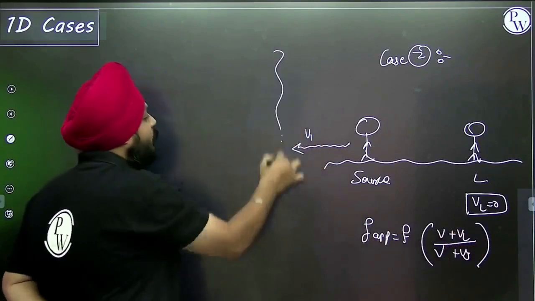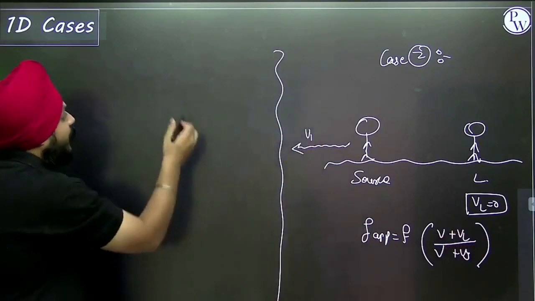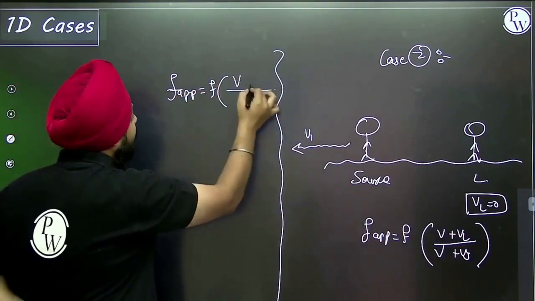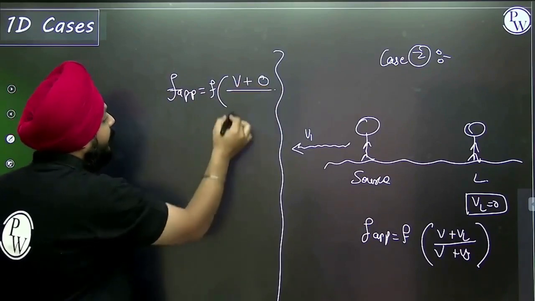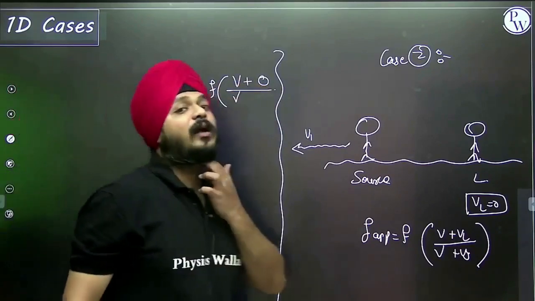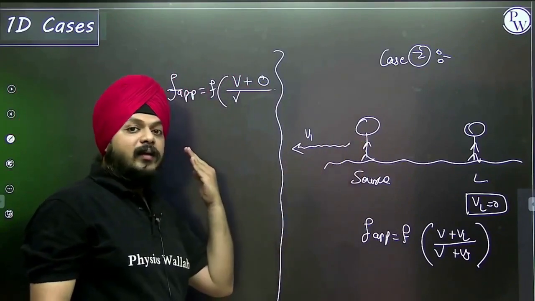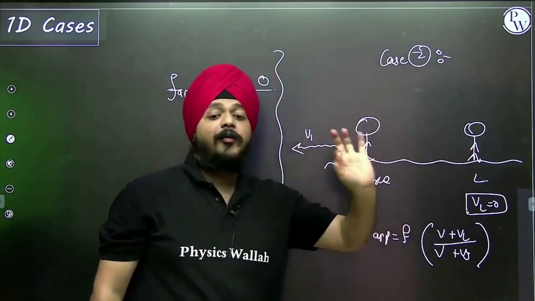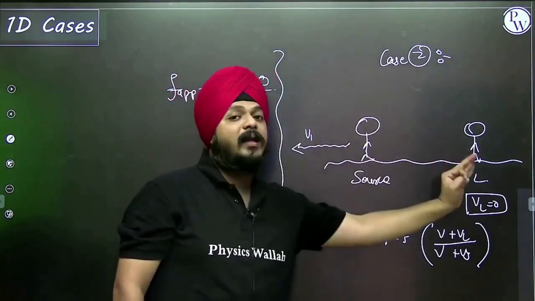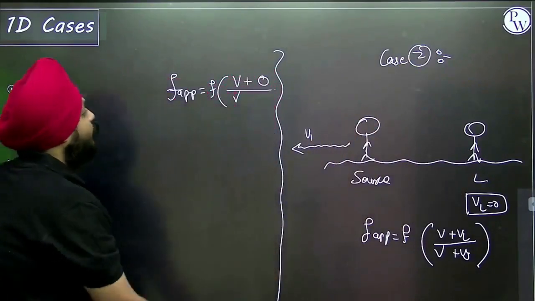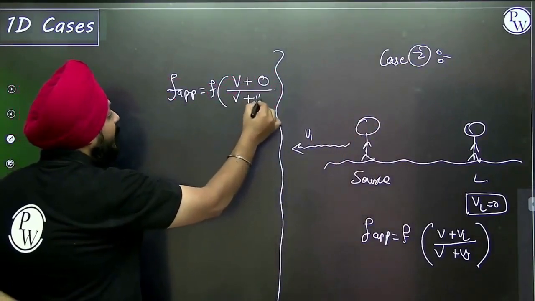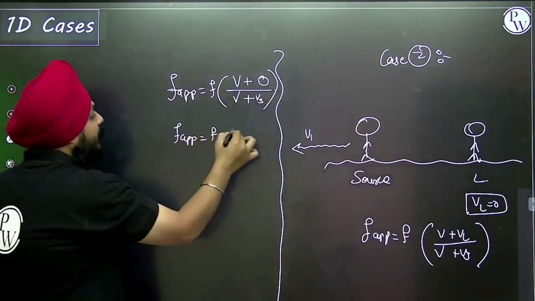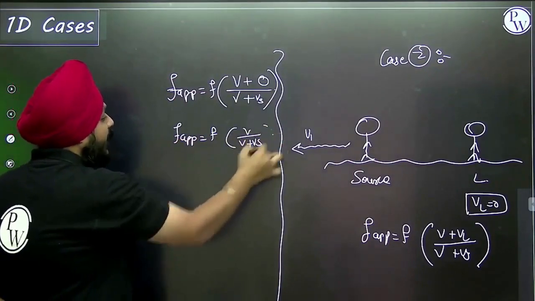Now how are we going to apply the sign conventions? The velocity of the listener is zero, so it will be F times V plus zero, whole divided by V and the velocity of the source. Now the source is moving away, so the value of the apparent frequency heard by the listener decreases. It means here we need to increase the value in the denominator. So F apparent in the sign conventions, in this case, is V plus VS in the denominator.